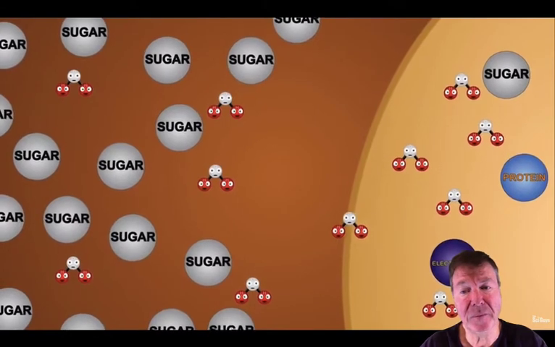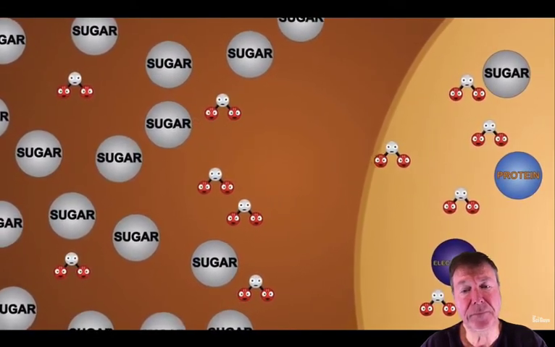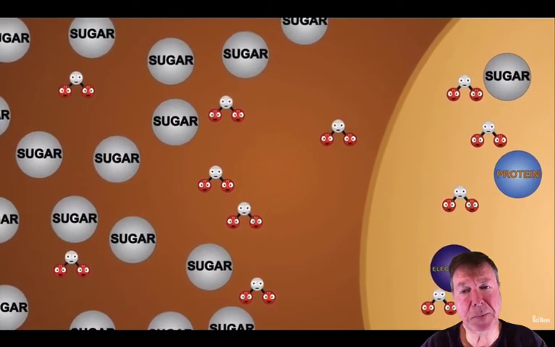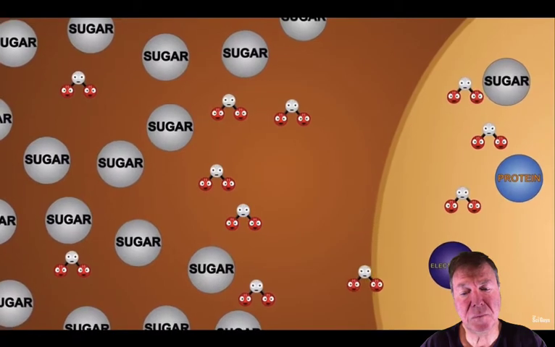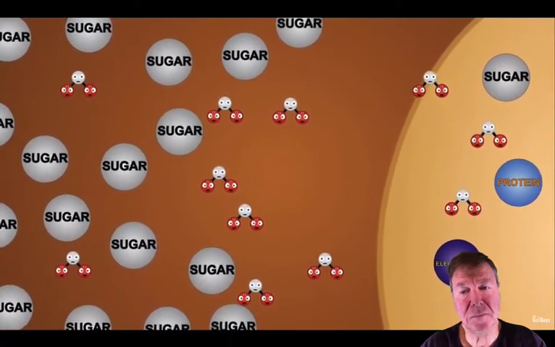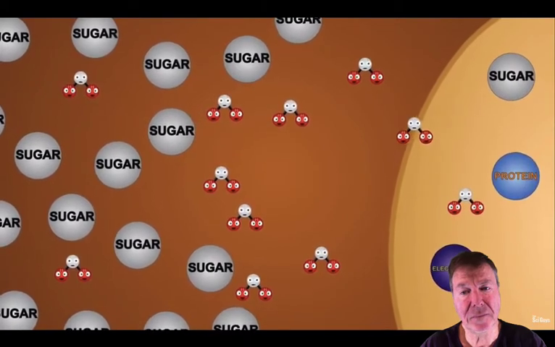The egg has lots of water molecules and only a few sugars, proteins, and electrolytes. All the molecules want to be in equal proportions on either side of the membrane. But remember, only water is capable of moving through the membrane. So instead, the water moves from where there's a low amount of other molecules to where there's lots.